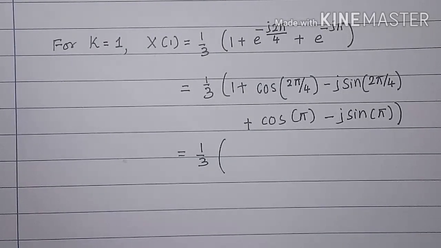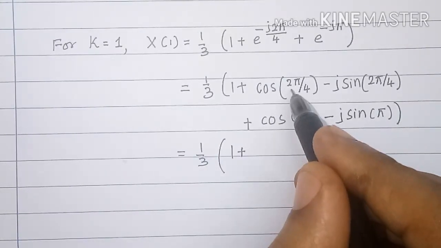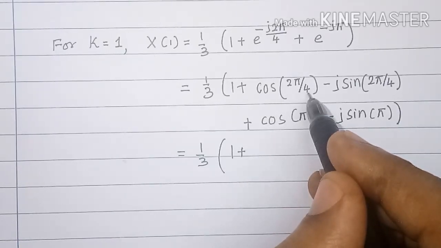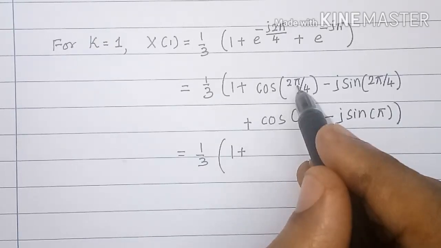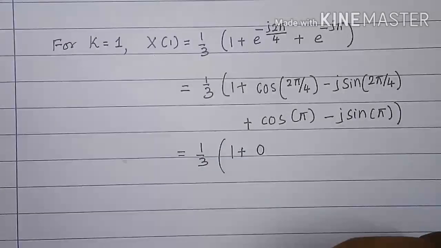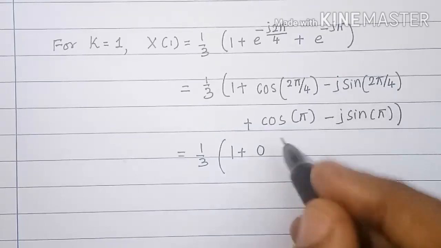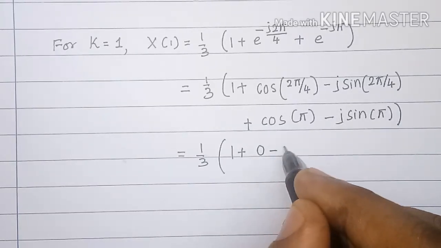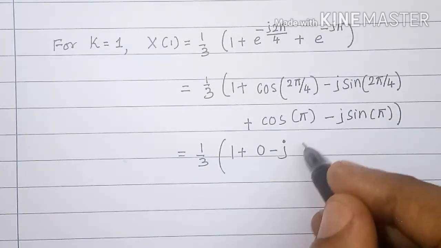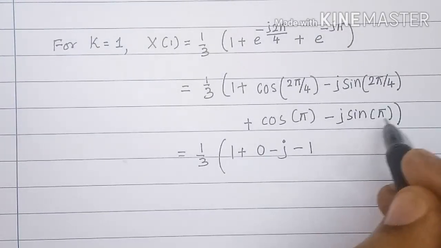That is equal to 1 by 3 into the bracket 1 plus cos of 2 pi by 4. If we cancel here 4 by 2, we get pi by 2. That means 90 degree. Cos 90 is 0 and sin 90 is 1, but this is minus j. So we'll get here minus j. Cos of 180 is minus 1 and sin of 180 is 0.